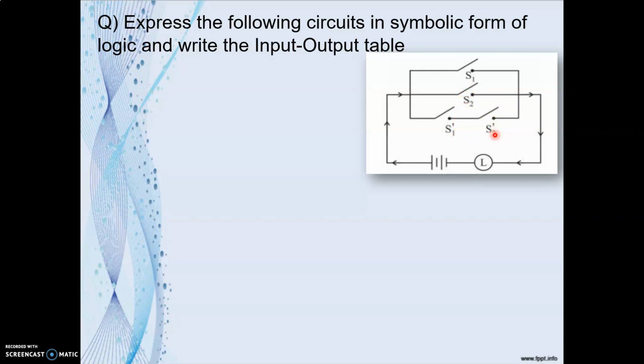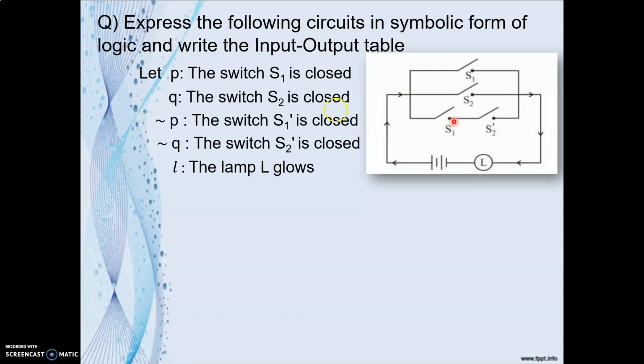So you have to assume: let P, the switch S1 is closed. Q, the switch S2 is closed. Negation P, the switch S1 dash is closed. Negation Q, the switch S2 dash is closed. L, the lamp L glows. Now we have to write the symbolic form of this one. All these S1, S2, S1 dash, S2 dash are actually connected in parallel.